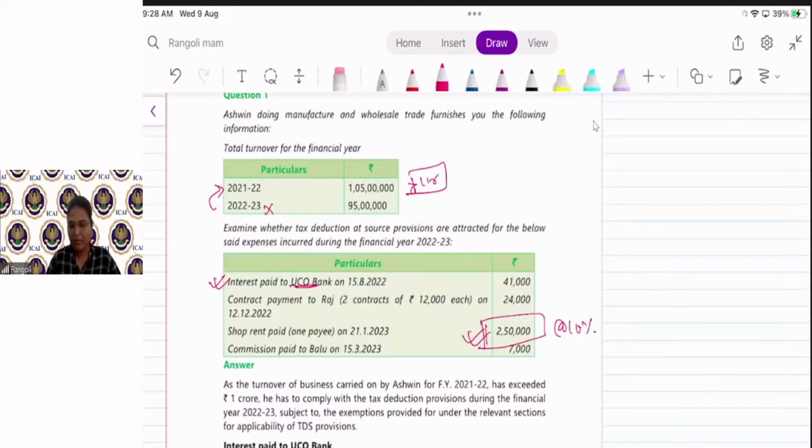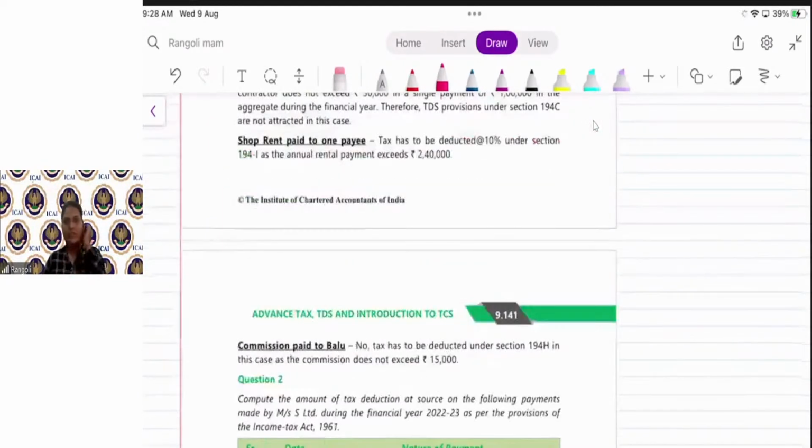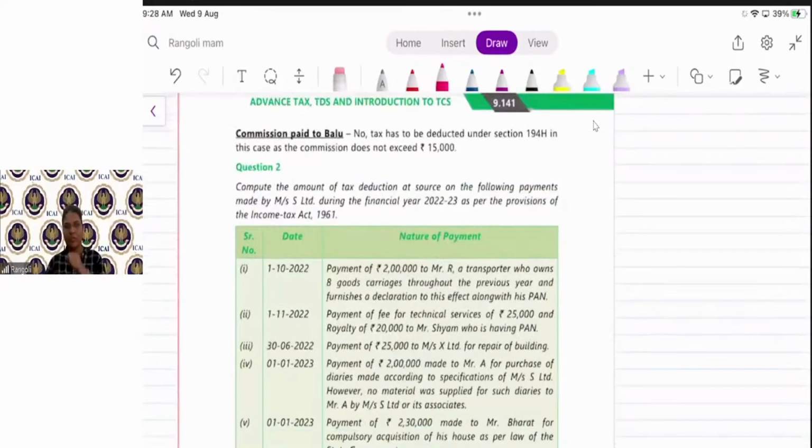Commission paid to Balu on 15/3/23, 7,000. Is TDS required to be deducted? No. Why? Because the amount of commission is less than 15,000, that is less than the threshold limit mentioned in section 194H. Clear everyone? Clear with question number 1? Yes or no?